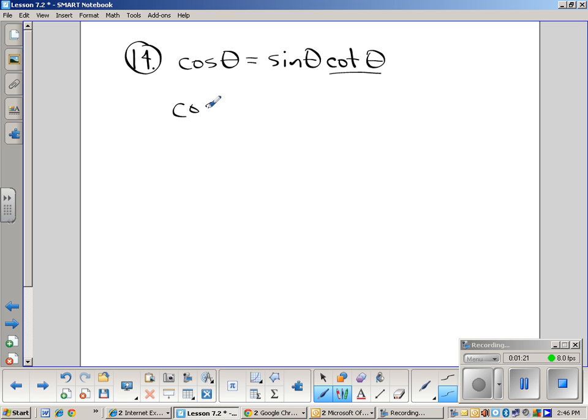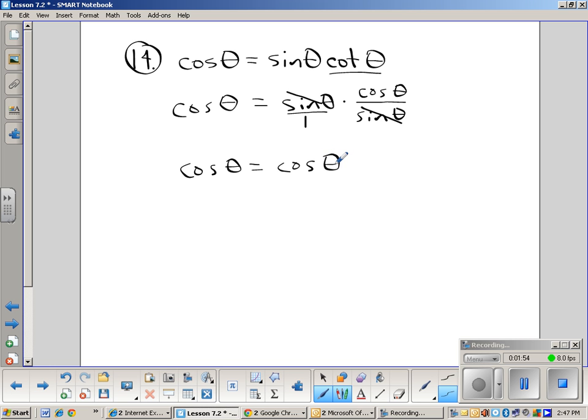So on this side, it continues to remain cosine theta, and then sine theta times the cotangent. What's the cotangent? The reciprocal of tangent, which is sine over cosine. So cotangent would be cosine theta over sine theta. Don't forget that sine theta here is really over 1. And so now it's probably clear to everybody that the sines cancel, and so cosine theta equals cosine theta. I'm sure right now you're thinking, boy, I hope they're all that easy.